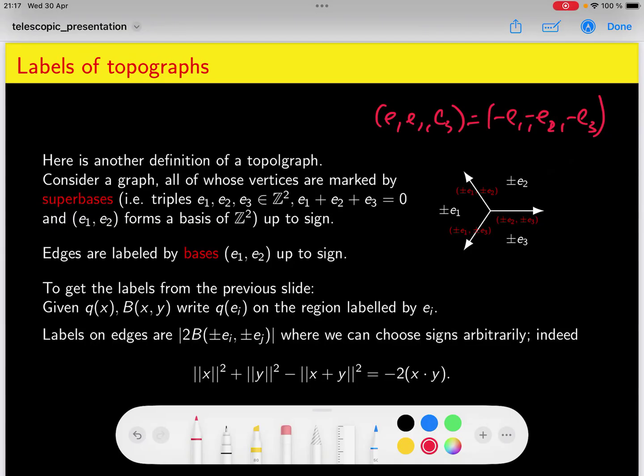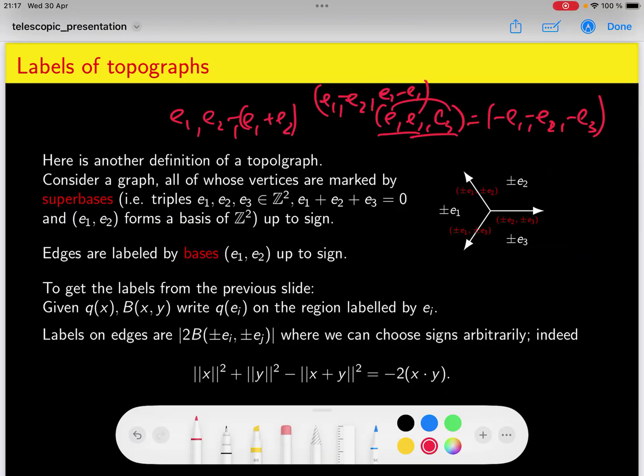Okay, and if you have a superbase, it contains three bases: E1, E2; E2, E3; or E1, E3. And edges of this graph correspond to bases. So every vertex has three edges. And clearly, if you have any base, E1, E2, you can complete it to a superbase in two ways. You can add E1 plus E2 with a minus, right? Or you can add E1 minus E2, and here you write E2 minus E1. Also we consider vectors only up to sign.